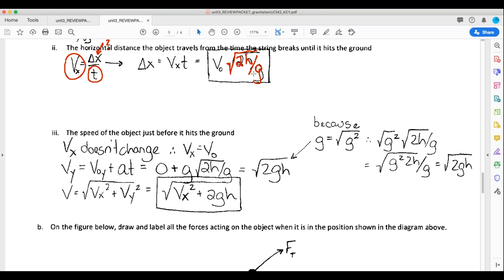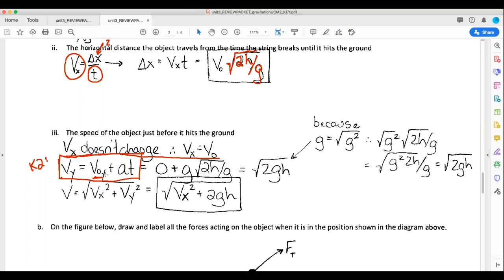Okay, part three says the speed of the object before it hits the ground. There's kind of a couple of ways of approaching this problem. Notice here this statement, Vx doesn't change, but when it hits the ground, Vy has changed. Vy was initially zero, but then this is just a kinematics equation. What I've boxed in here, this is the second kinematics equation. V final equals V initial plus acceleration times time. So the acceleration is g and the time is root 2h over g. So we just kind of plug those numbers in.